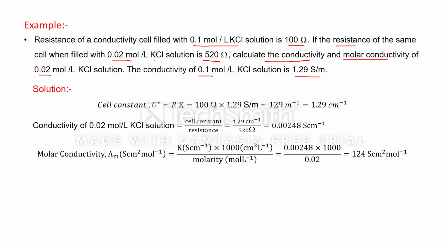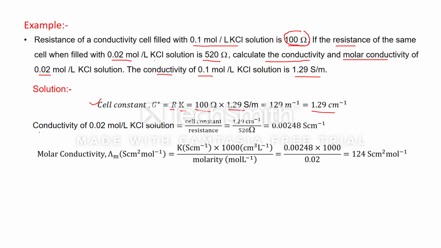First of all, we will find out the cell constant. Cell constant is equal to R multiplied by kappa. This R is the resistance of KCl and this kappa is the conductivity of KCl, and this is given. This is 100 ohm, the resistance of the conductivity cell, and this 1.29 Siemens per meter is the conductivity. Okay, if we multiply this, we will get 129 meter inverse, and we can express it in centimeter inverse as 1.29 centimeter inverse. Cell constant is known.